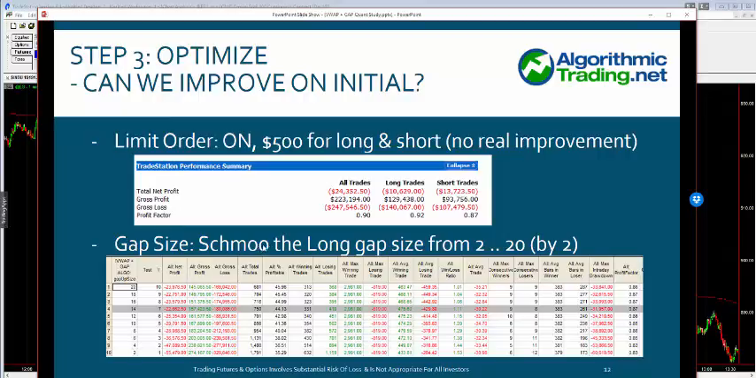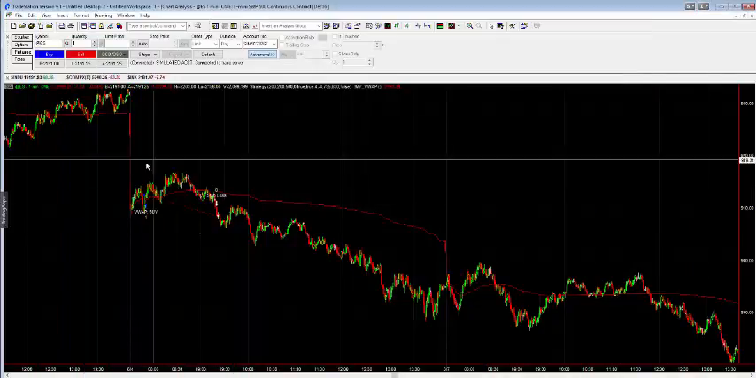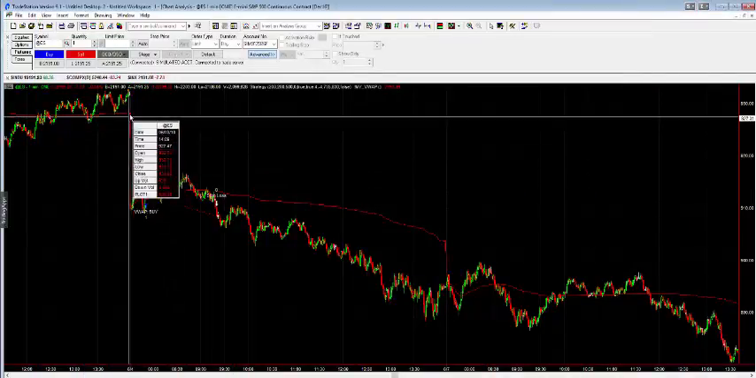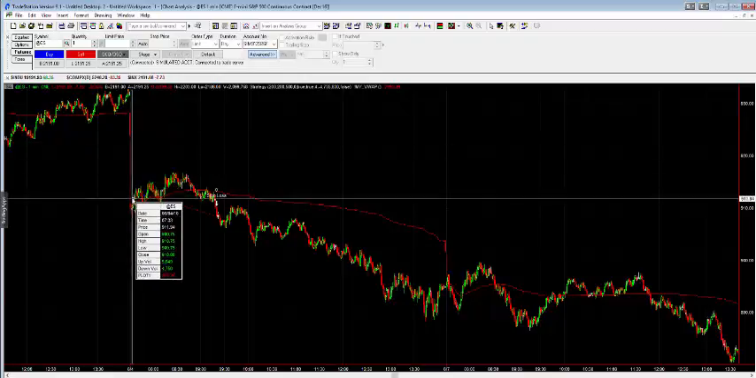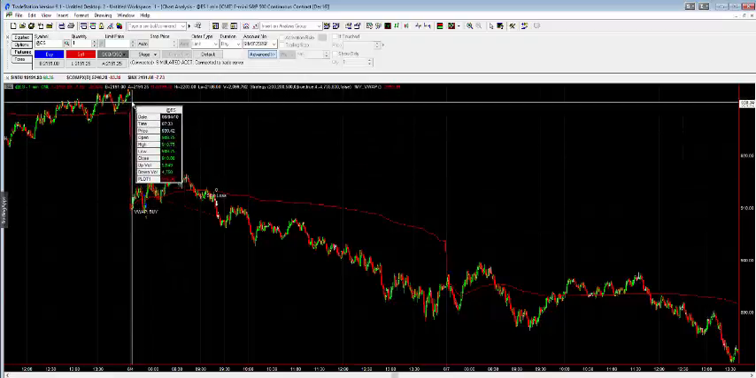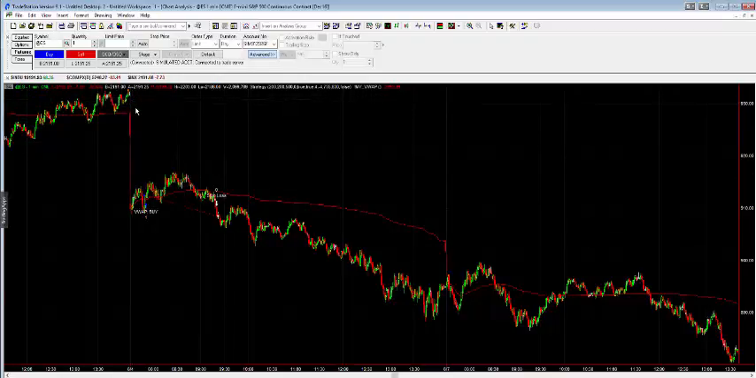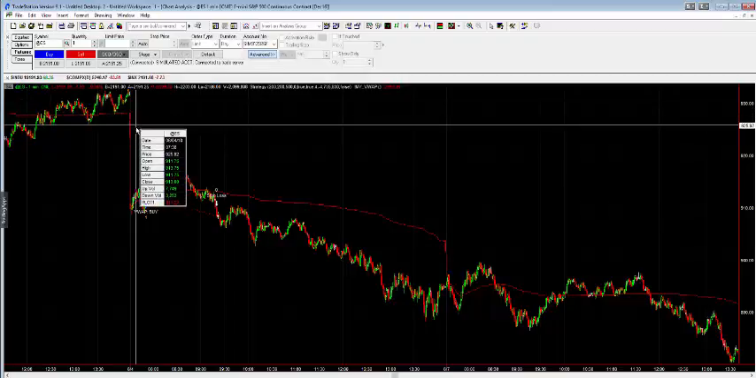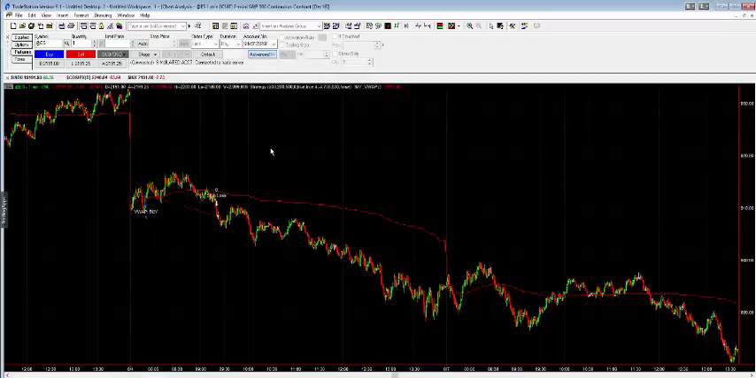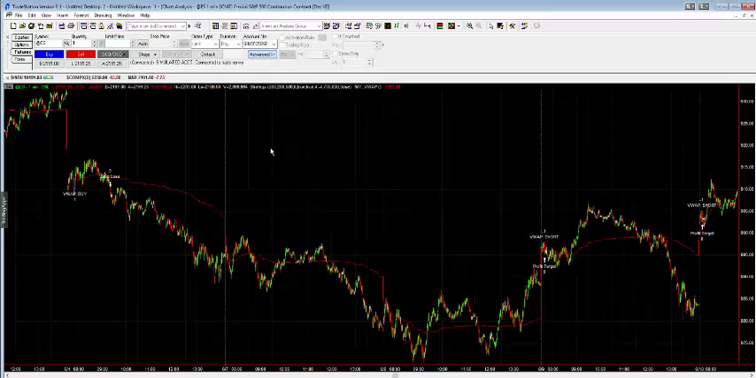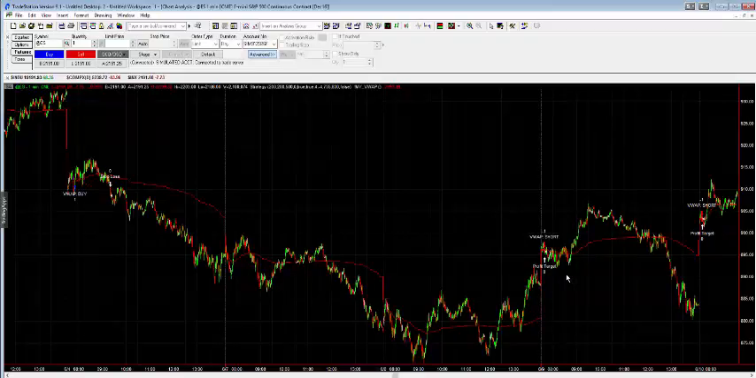And we wanted to see what happens if you shmoo the gap size from 2 to 20 and you do it in increments of 2. So all that's doing is saying we only want to get in the trade if you have a gap size of between 2 and 20 points, and we wanted to shmoo to see what happens if it's 2 points, what if it's 4, 6, 8, all the way to 20, basically to see if the gap size has any effect on the trade.